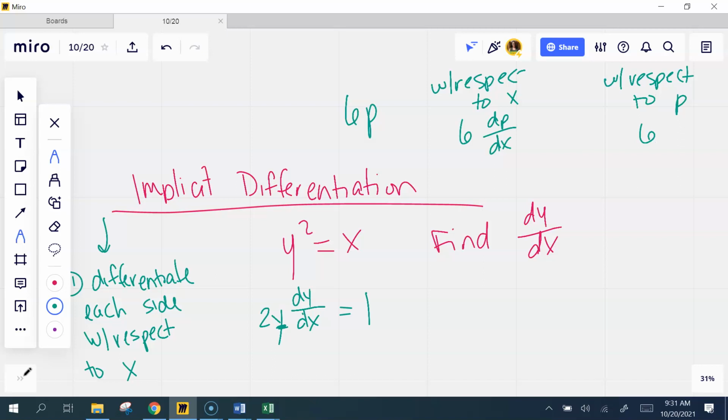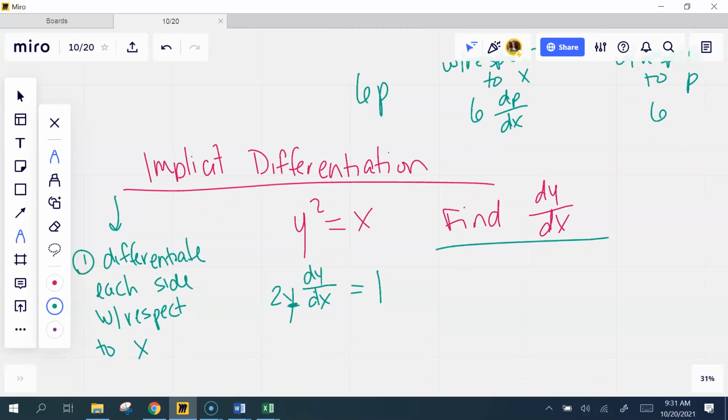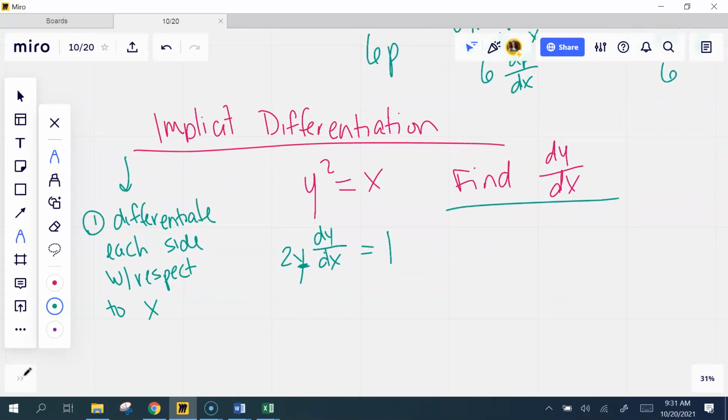Well, how do you know what the dy dx is, though? 2y dy dx. That's what I want to find, because it said find dy dx. What if it said, with respect to y, for y squared equals x? Then this would be 2y equals 1 dx dy.